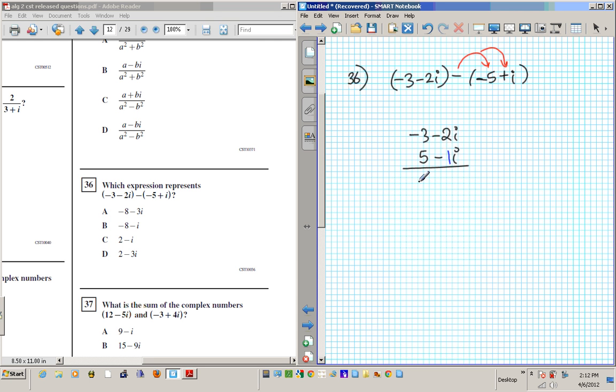So, negative 3 plus 5 is 2. Subtract, keep the sign of the bigger one. These are the same sign, so you add and keep the sign, 3i. So 2 minus 3i, answer to number 36 is there.